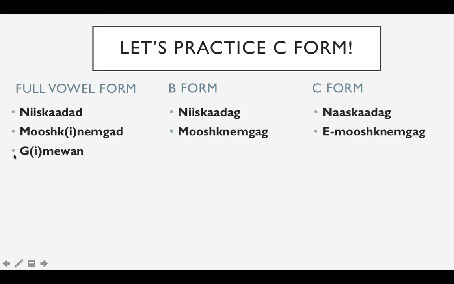Next one, gimewan, for it's raining. Gmewang. So we need to change the first vowel sound. Are we going to change this E or this A? That's correct. We're going to change that secret I sound that we have there, and single I changes to an E sound. So what we're left with is gemewang, gemewang.